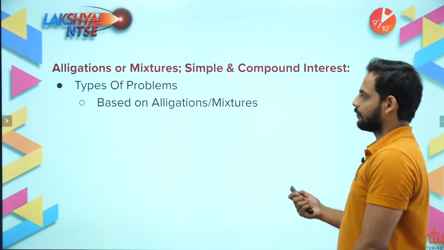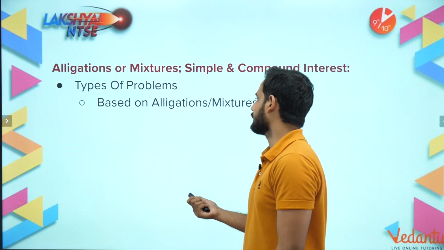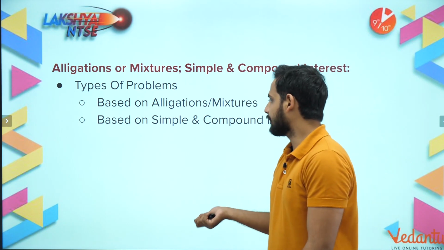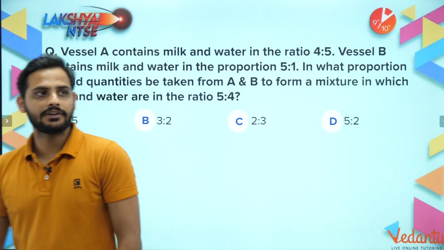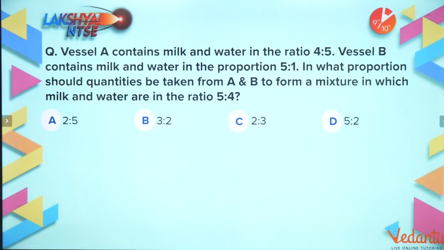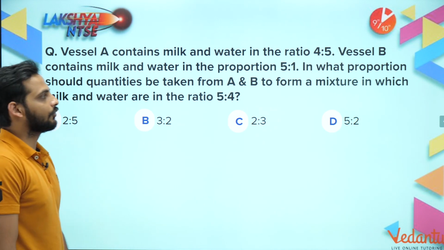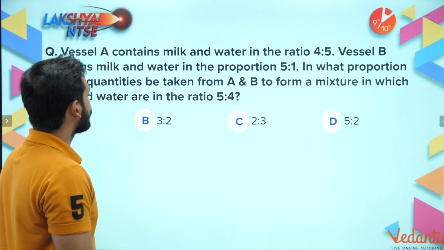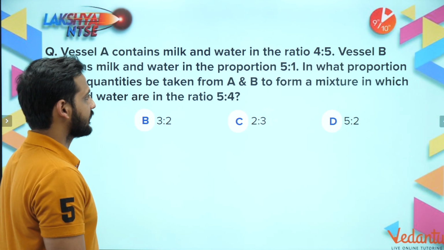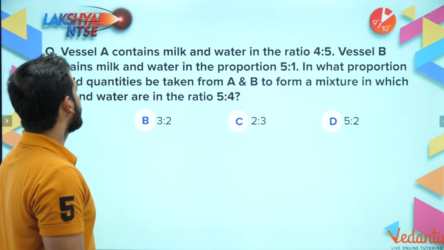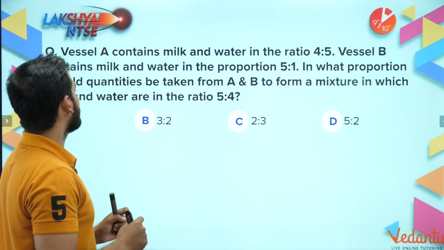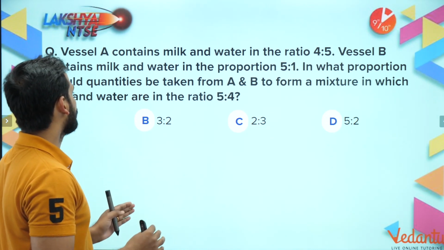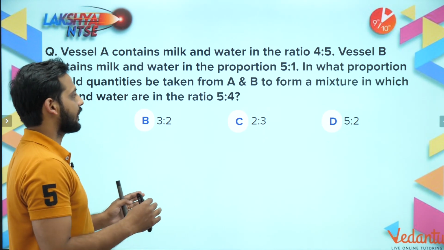As I've told you, the problems will be based on allegations of mixtures, simple and compound interest, and NTSE previous year questions. Okay, bacho. Let us start with the first question. Vessel A contains milk and water in the ratio 4:5. Vessel B contains milk and water in the proportion 5:1. In what proportions should quantities be taken from A and B to form a mixture in which milk and water are in the ratio 5:4?